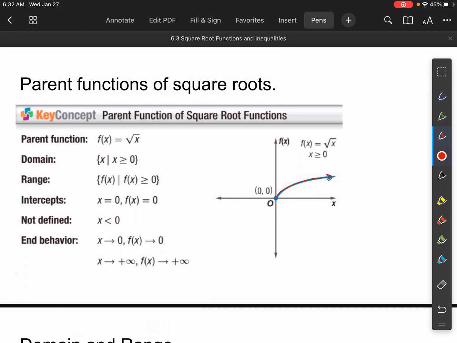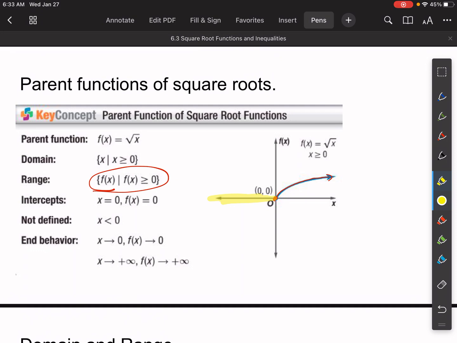A couple things about this. The domain, or the possible x values, are the things that are bigger than or equal to 0, right? So I'm not going to be plugging a negative into that thing. The intercepts of this thing happen at (0, 0). That's the only intercept that happens on the parent function. If x is less than 0, we're not defined. So back here, when x is less than 0, we don't have a picture.